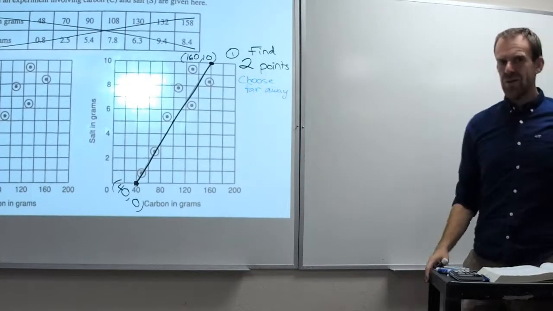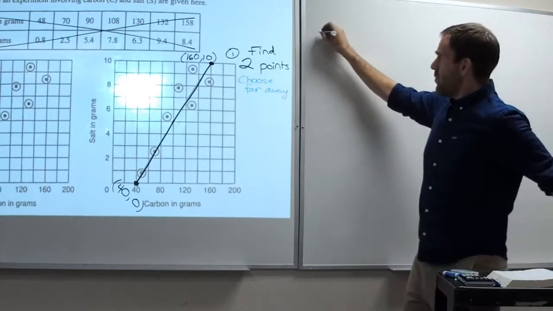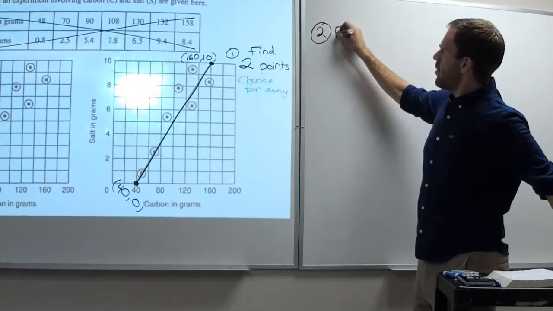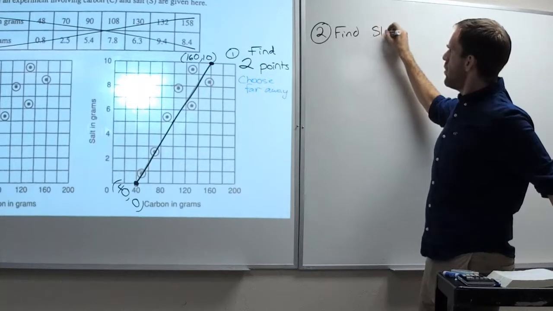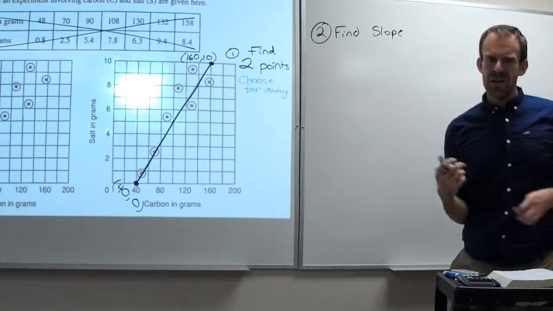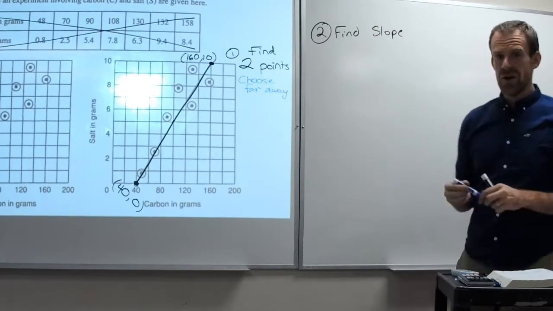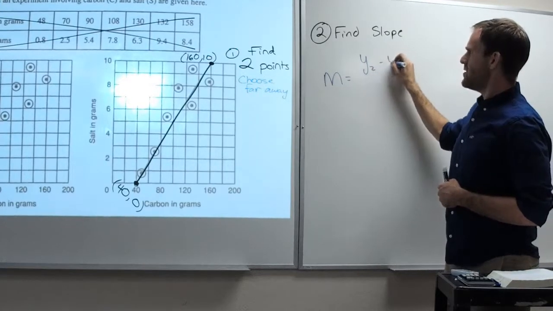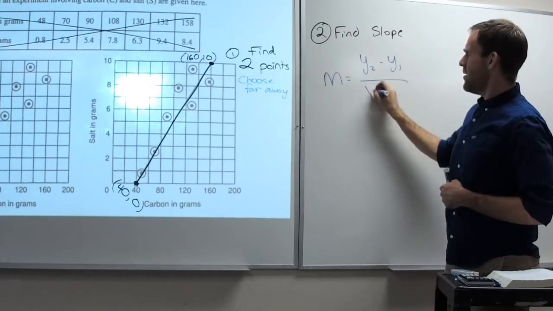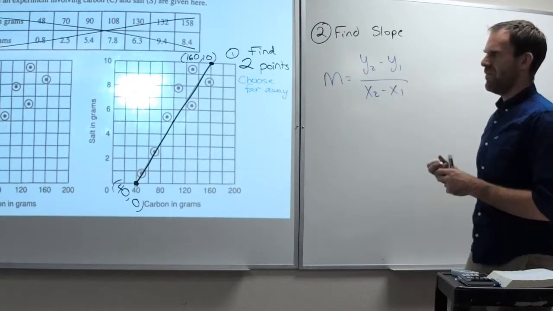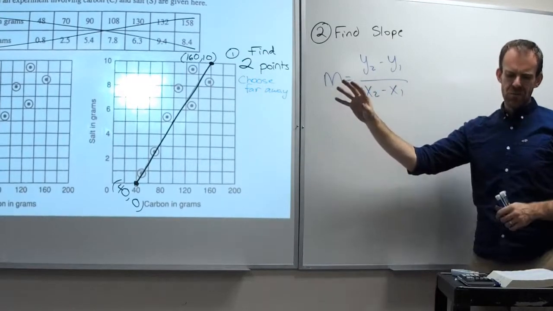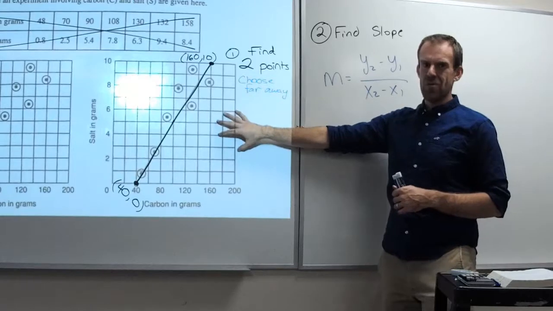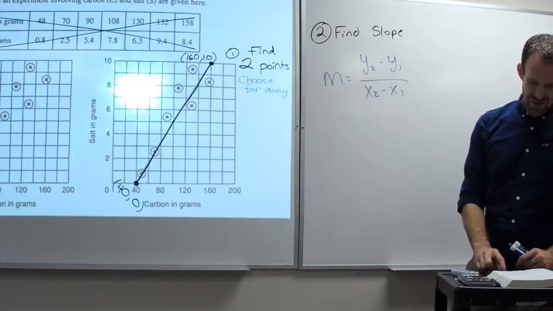You can find the equation of the line by finding the slope. The equation for slope that you should have in your notes is m equals y2 minus y1 over x2 minus x1. Now that we've found our points, we don't have to worry about the graph anymore. So we'll move over here slightly.